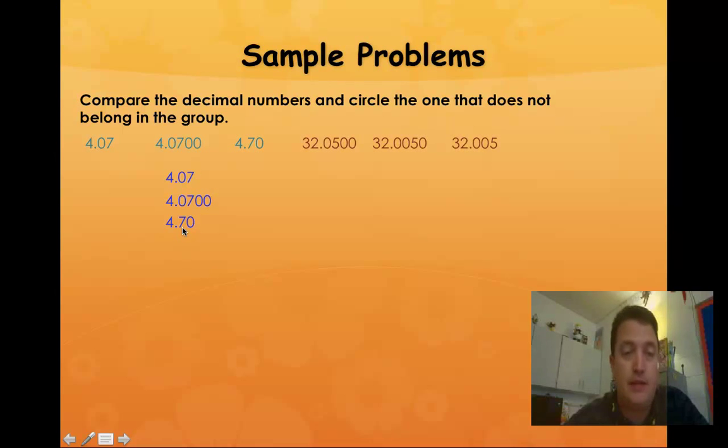Here I've got a 7 in the tenths place, okay? So that's a bigger number. This is $4.07, $4.70 if you want to think about it like money. So the last one does not belong there. Let's look at our next grouping here.